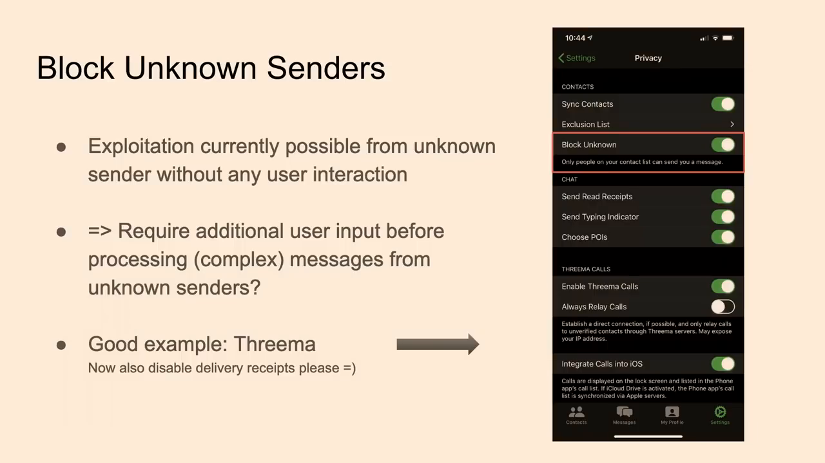Another theme I would like to see is to reduce zero-click attack surface, make it at least one-click attack surface, right? Before, you could see that an unknown sender can send any messages. It would be nice if there were some pop-up asking, do you actually want to accept messages? Threema lets you block unknown senders. I think that's a cool feature. So yeah, there's more work to be done here.